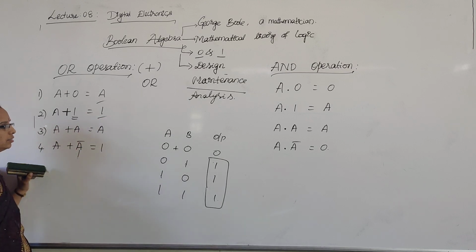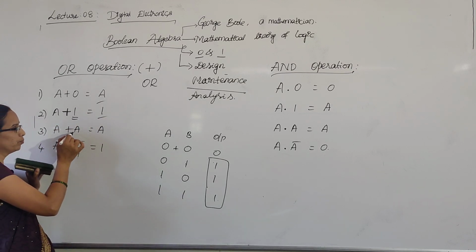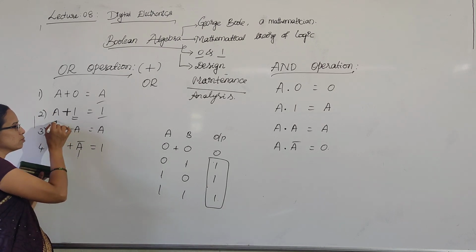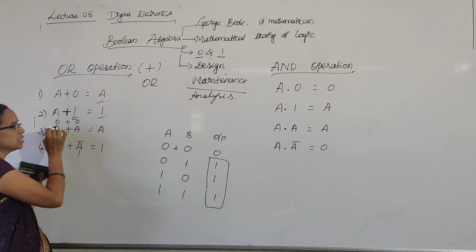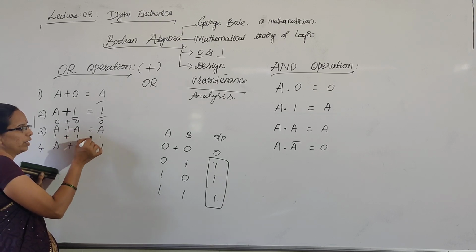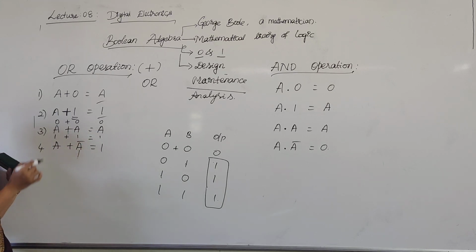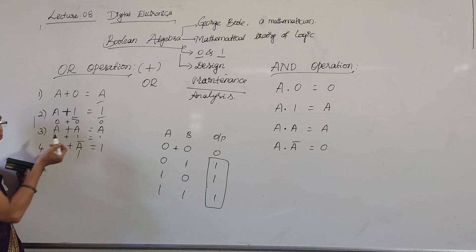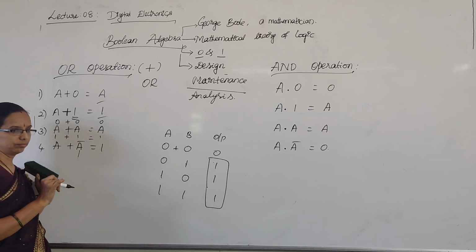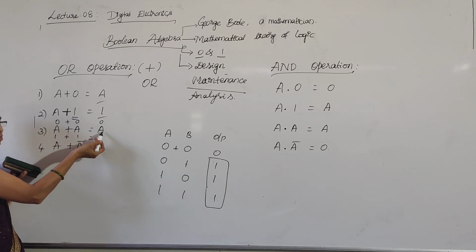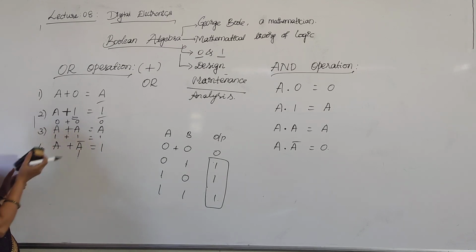Okay. The third one, A or A is equal to A. That means if you substitute 0 for A, 0 or 0 will be 0. If you substitute 1, 1 or 1 is equal to 1. So, whatever value you substitute for A, that will be the output in case of A or A. If A plus A comes, what will you write? A.